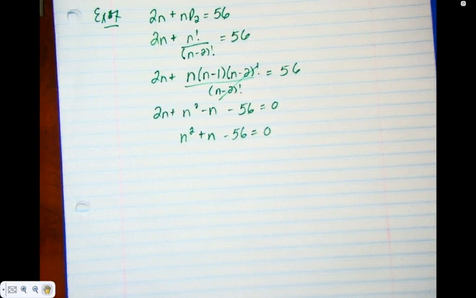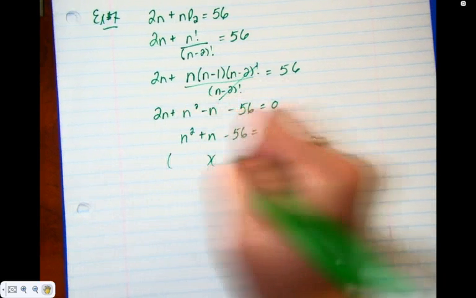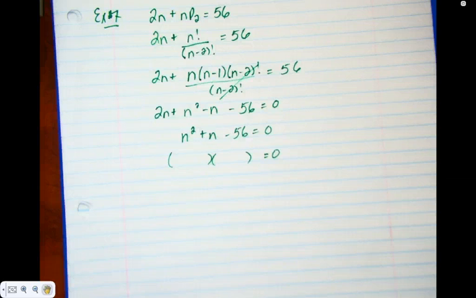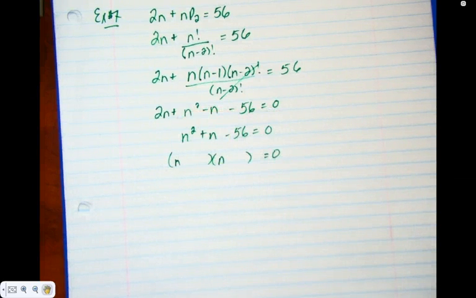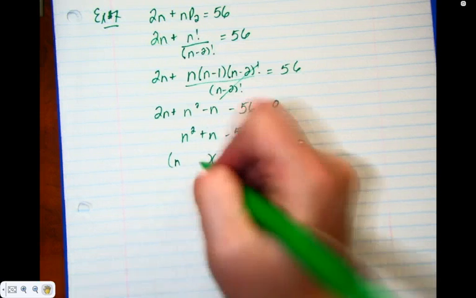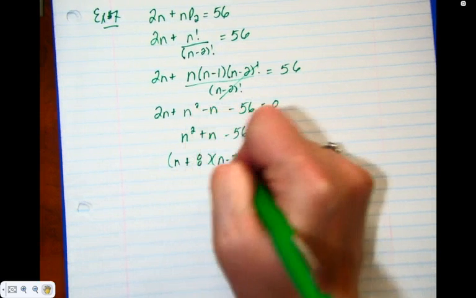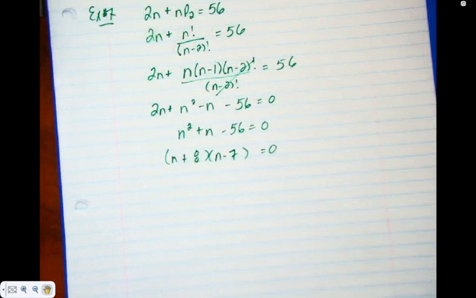Quadratic! Look how often quadratics come up in these. I heard now for plus 8 minus 7.